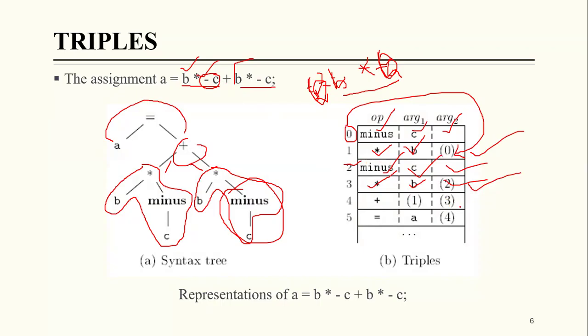These both should be summed up. So plus is the operator, the first argument will be placed in the first position, and the second argument will be placed in the third position. Finally, the result will be stored in the fourth position. This entire expression result we have to store in a. So here equal to is the operator, a is argument 1, and from the fourth position the result we are storing into a. In such a way we are implementing the triples form from the three-address code.